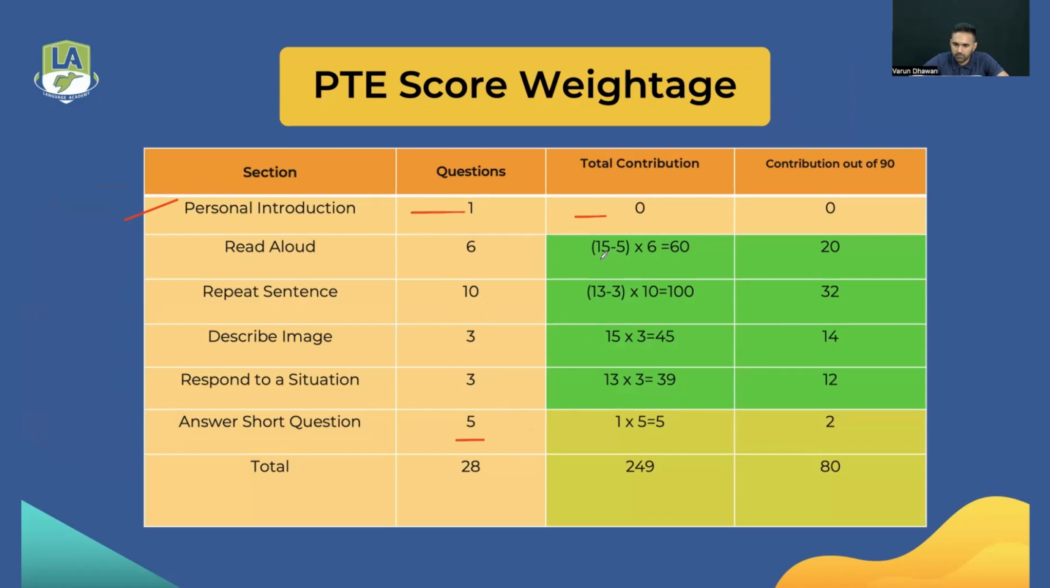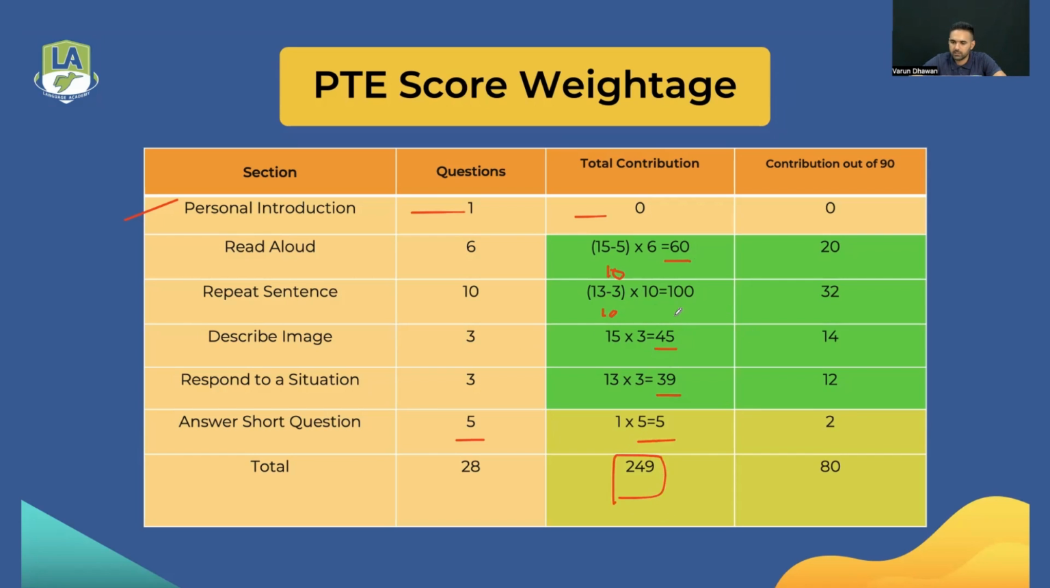So one read aloud gives you 15 points, out of which 5 points will go in reading and 10 points will come in speaking. So 60 points from read aloud. One repeat sentence is 13 points, out of which 10 in speaking and 3 in listening. 100 points, describe image, everything in speaking, respond to situation, everything in speaking. 45 and 39 and then 5. So this comes to 249 in total.